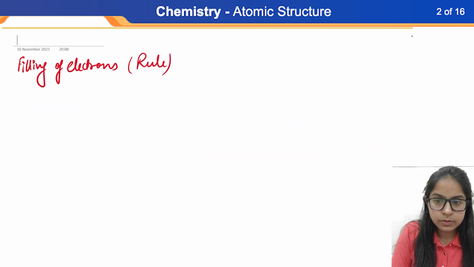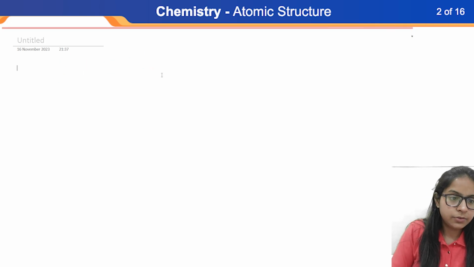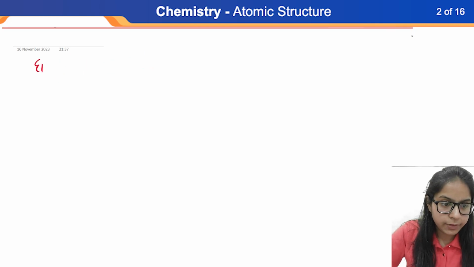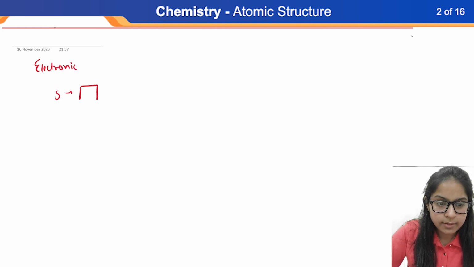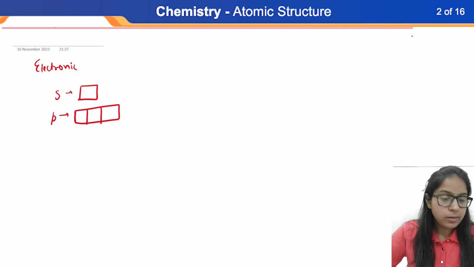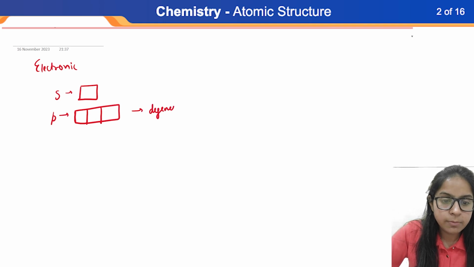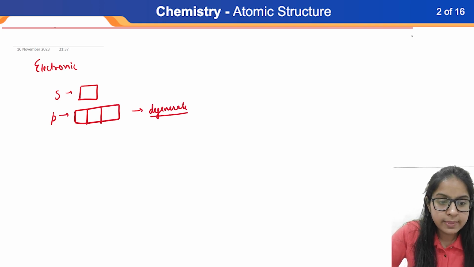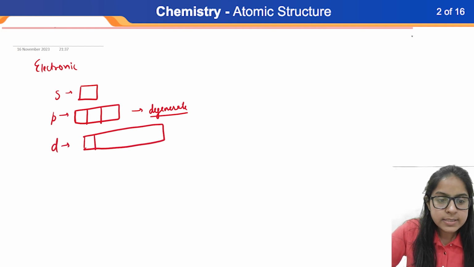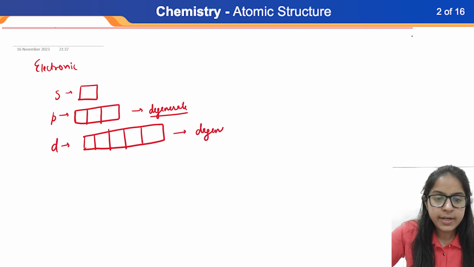Okay, so first I'll talk to you about electronic configuration, how we can write the electronic configuration. For the s orbital, we can make a square box. For a p orbital, these are not the exact shapes; I will discuss the exact shapes with you. All the p orbitals are degenerate, meaning they are at the same energy level, and likewise the d orbitals are at the same energy level. So these are also degenerate energy levels.